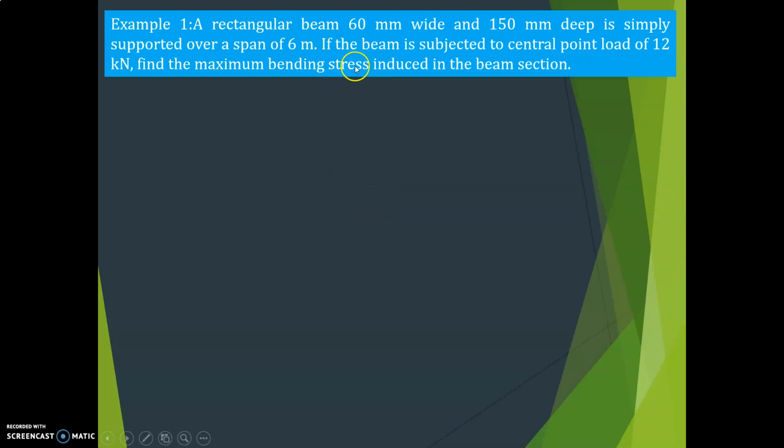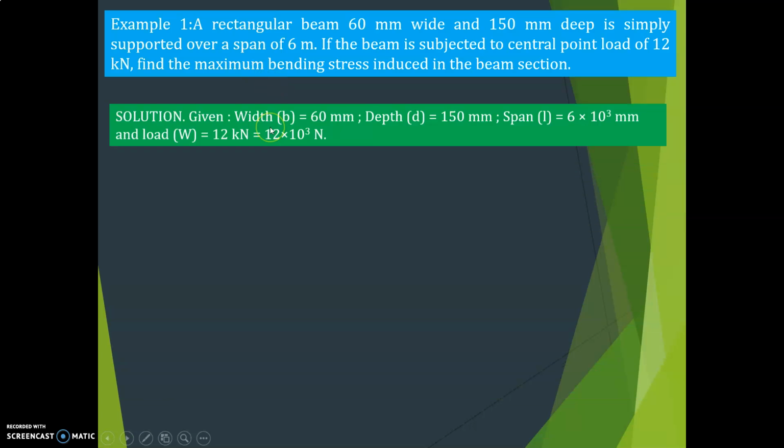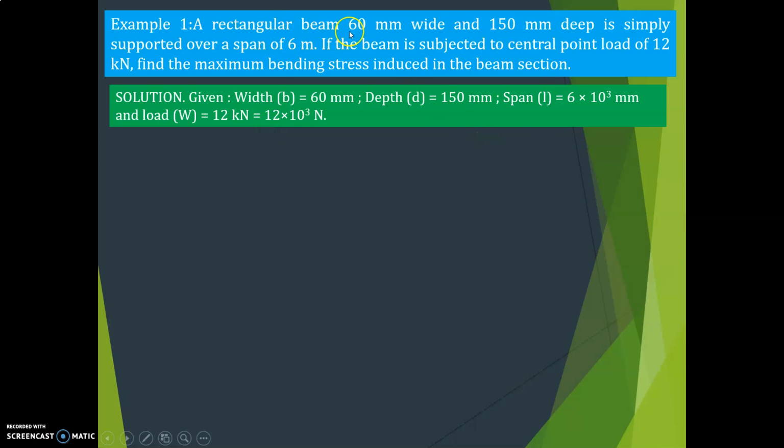A rectangular beam 60 mm wide and 150 mm deep is simply supported over a span of 6 meter. If the beam is subjected to a central point load of 12 kN, find the maximum bending stress induced in the beam section. This is the given problem. B is given, that is 60 mm, and D is 150 mm, and span is equal to 6 meter. If the beam is subjected to a central point load of 12 kN, what is the maximum bending stress that we have to calculate here.